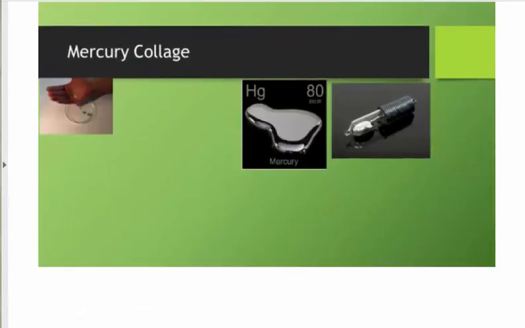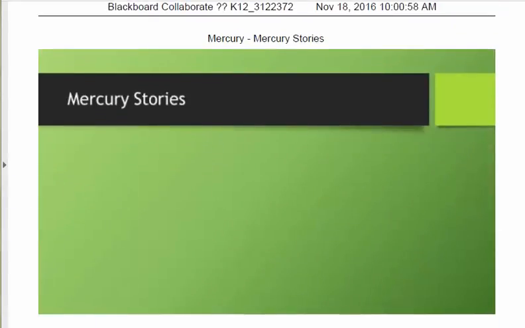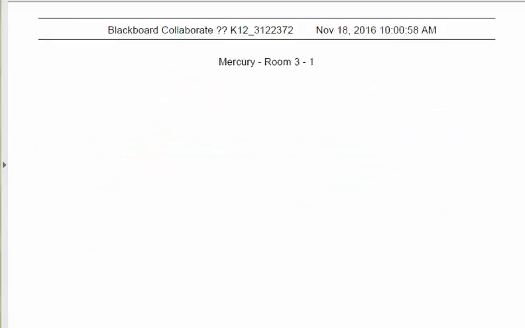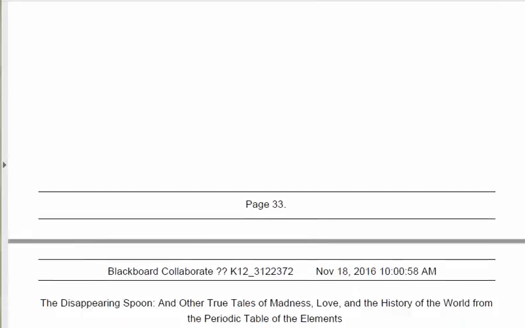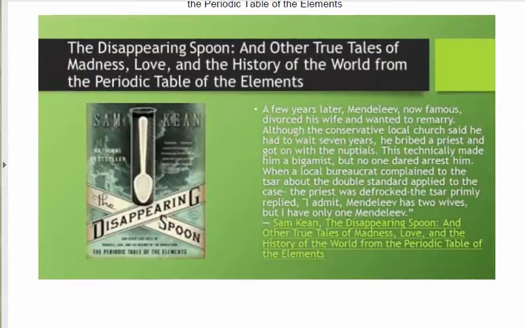And so after we were done with all of this, the very last slide had the book The Disappearing Spoon, and I said that my inspiration for this lesson was from The Disappearing Spoon, and other true tales of madness, love, and the history of the world from the periodic table of elements. And I just talked a little bit about how amazing this book is and how it puts into perspective all of the things that we're learning about right now and how much they affect our everyday life. And then I also pointed out that it does have some drama in it as well.